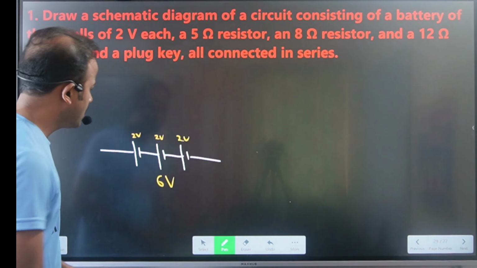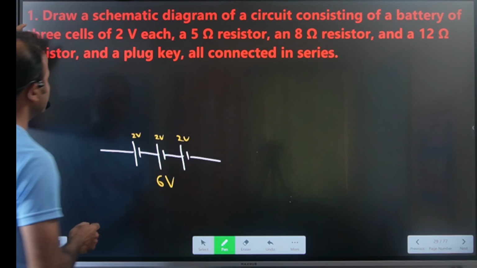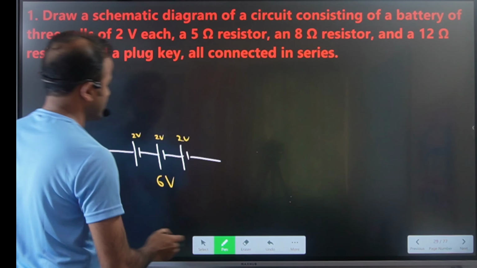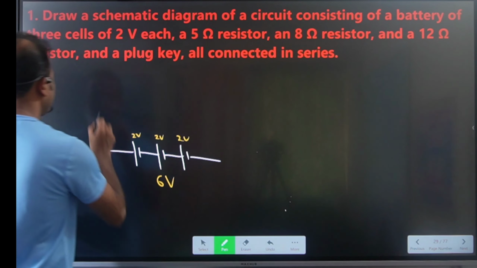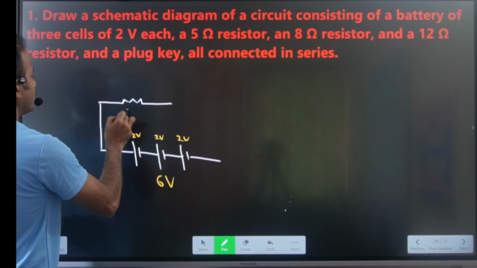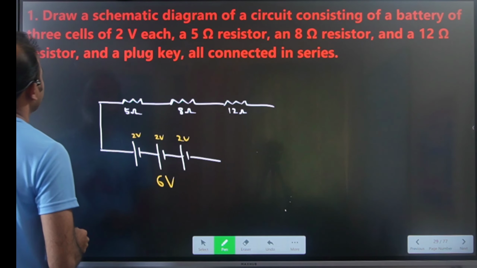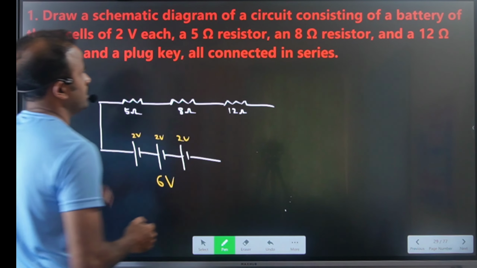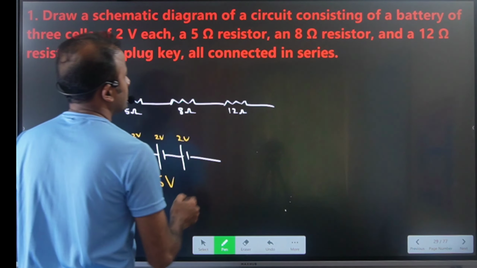So this circuit consists of the battery of 3 cells of 2 volt each, which is connected to a 5 ohm resistor, and another one is an 8 ohm resistor, right? And here we have the 12 ohm resistor. In this way you have to connect, and a plug key, all connected in series. You put here one plug key, this is all connected.